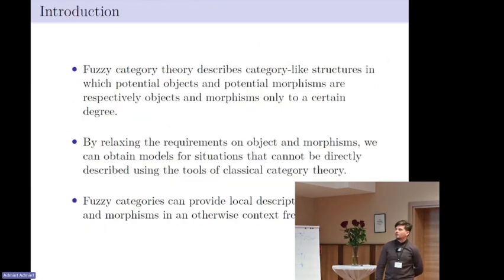So before we go straight into the definitions, a brief summary of what a fuzzy category is. Fuzzy category theory describes category-like structures in which objects and morphisms have an assigned membership degree. This allows us to relax the requirements on objects and morphisms so that we can obtain models for situations that cannot be directly described using the tools of classical category theory. In another sense, the membership degree of morphisms and objects also provides local context in an otherwise context-free environment.